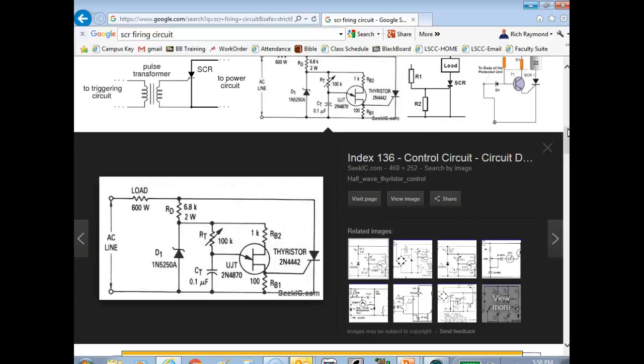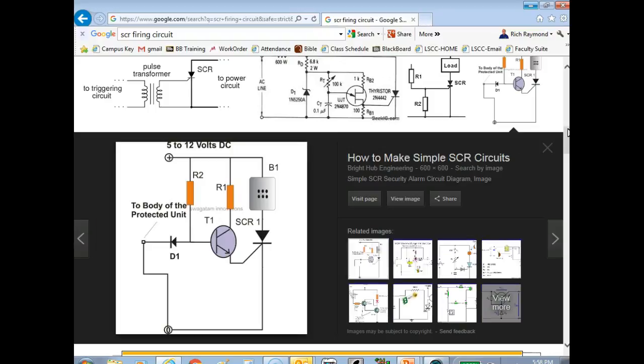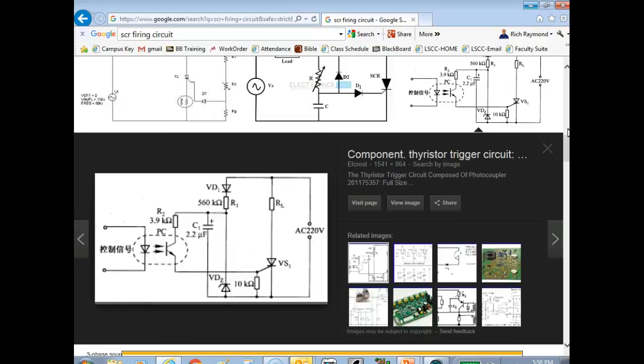But SCR firing circuits are really hard to come by because people don't want to give away their secrets. So this is this guy called a UJT, a unijunction transistor. The way the thing works is when this gets up to a certain potential, this guy here fires. So it's no gradual thing. It'll fire and put a high energy pulse into the SCR. And then we would put our pulse transformer right there if we're going to run a real high voltage. Let's see if they show any of those.